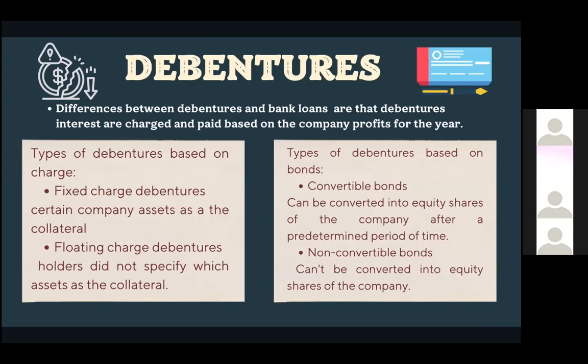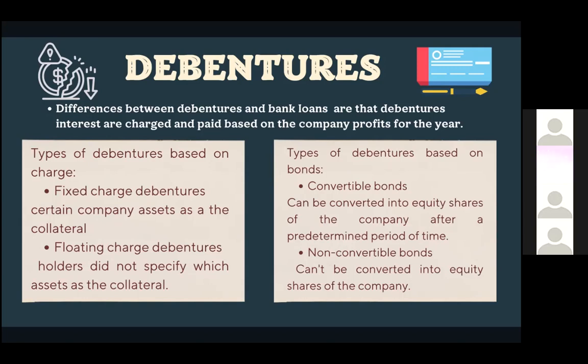And the second are the floating charge debentures. These debentures mean that the debenture holders did not specify which company assets are the collateral. In this case, if the company fails to pay the interest, the debenture holders are allowed to control the company assets in certain events, such as when they need to sell the company's property to recover their capital.